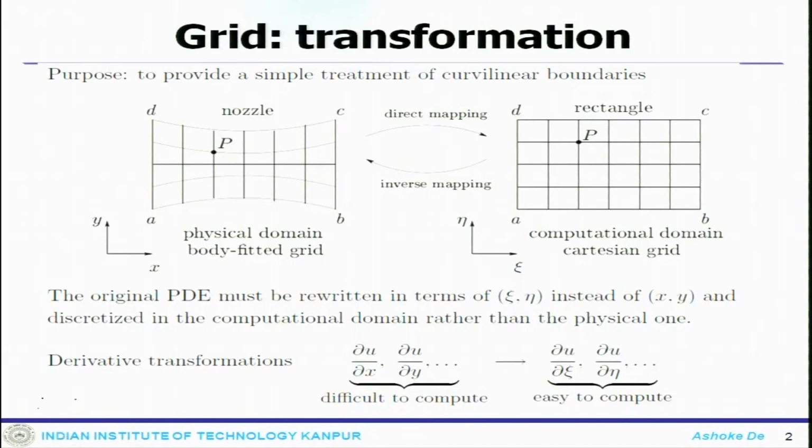So far we have discussed the modeling part, the discretization part, and derivatives, and now we will move towards the finite volume formulation. Before moving ahead to that, I would like to touch upon one more important topic, which is grid transformation.